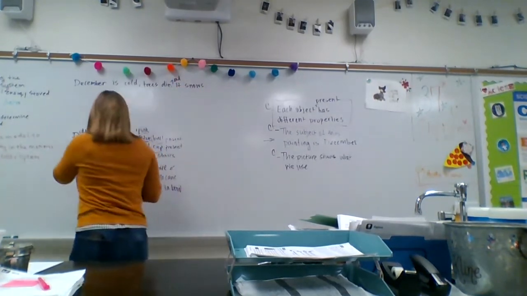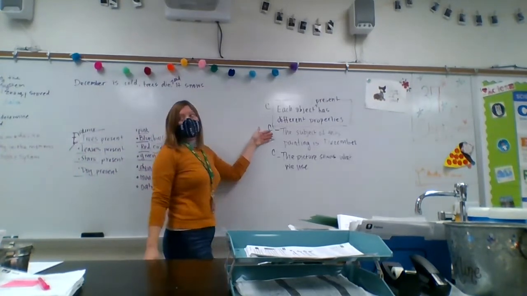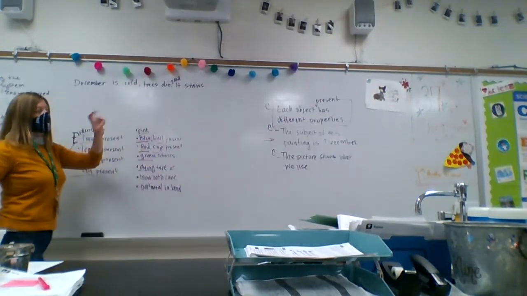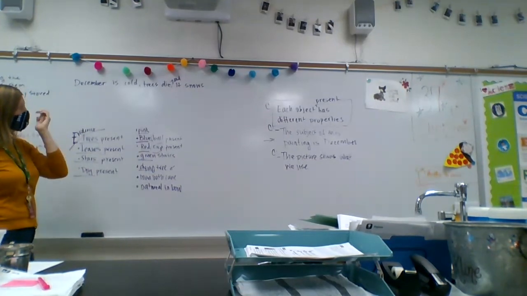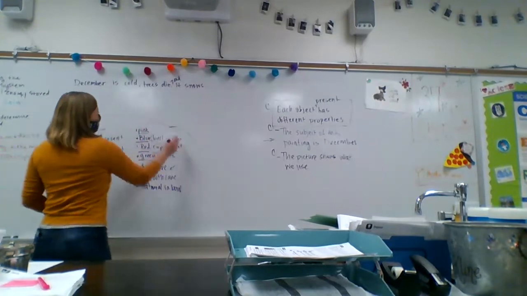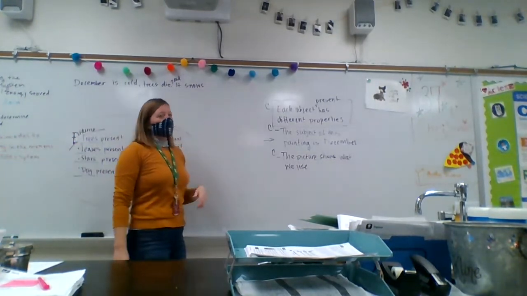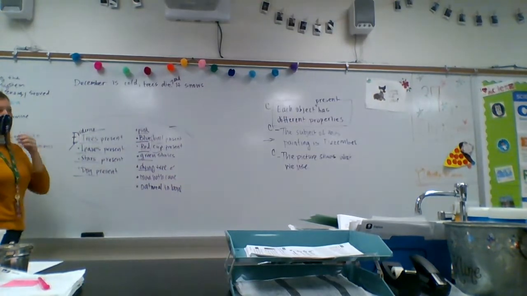All right. So we're applying our scientific principle. We're defining something in our claim, right? So December is cold, trees die, and it snows. Now, what can we pull from our evidence that connects our claim to this, that will defend our claim?